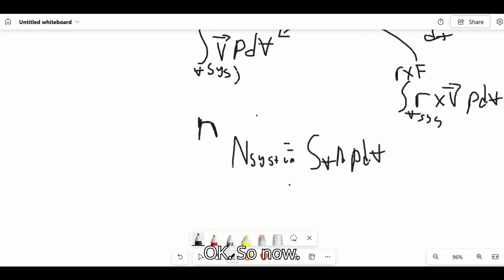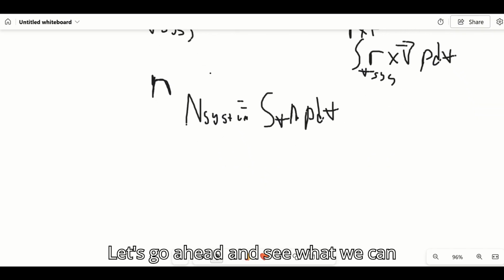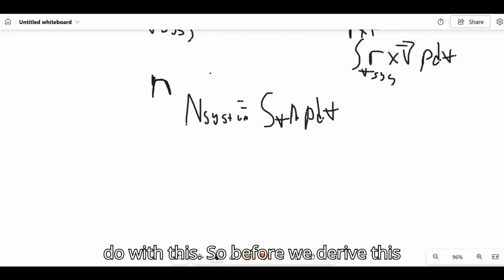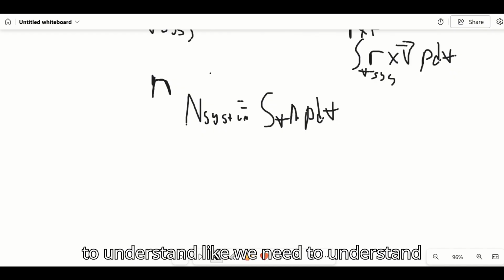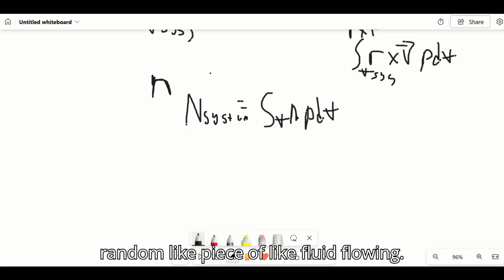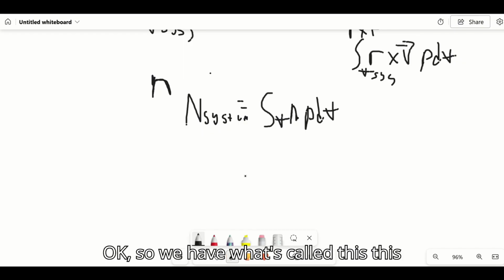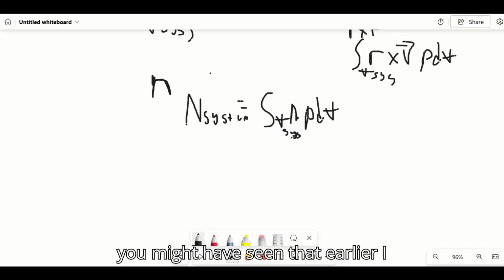Okay, so now let's go ahead and see what we can do with this. Before we derive this volume of a system, we need to understand the derivation of just some random piece of fluid flowing. So we have what's called this volume system. You might have seen that earlier.